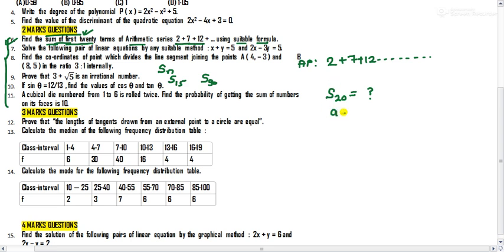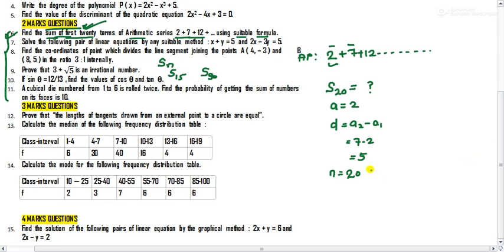First term. What is the first term? 2. Next, common difference, d. It is A2 minus A1. So either you can write A2 minus A1 or just 7 minus 2, you will get 5. Now n. What is n? For how many terms you have to find? For 20 terms. So n is 20.